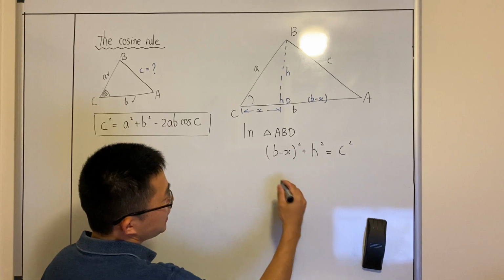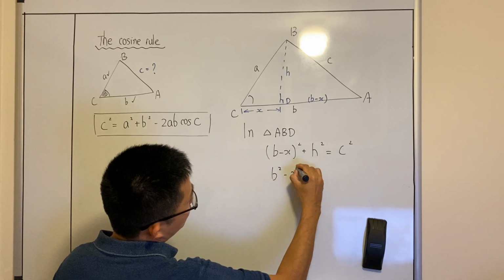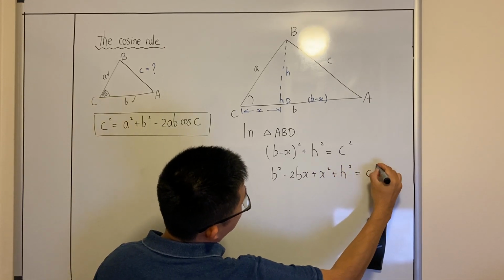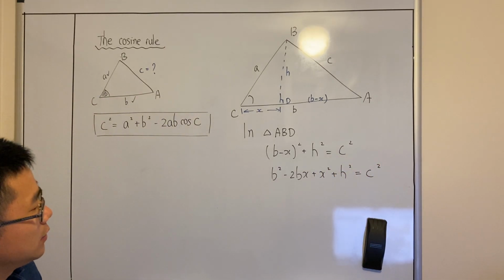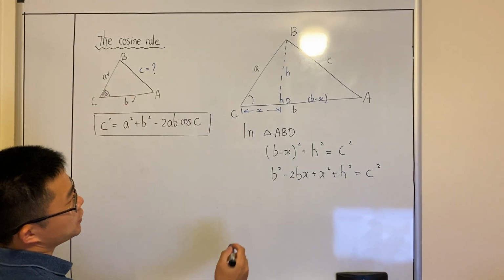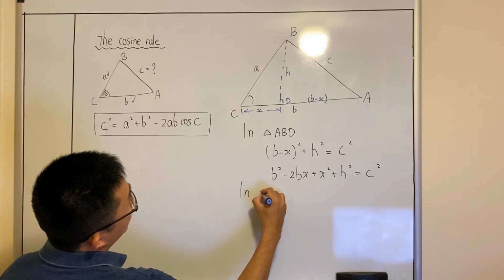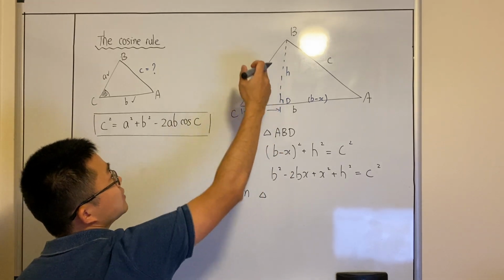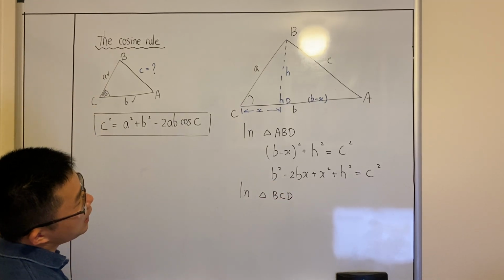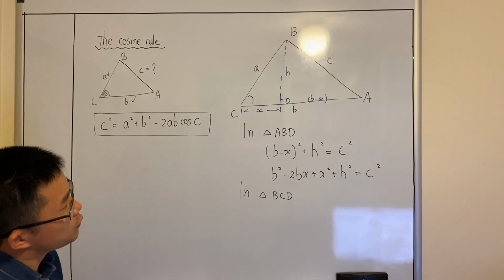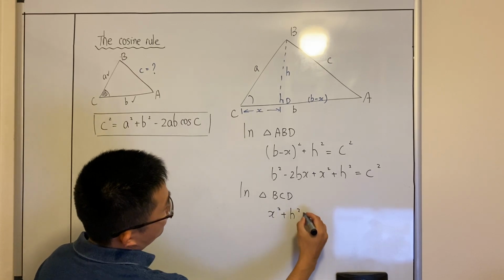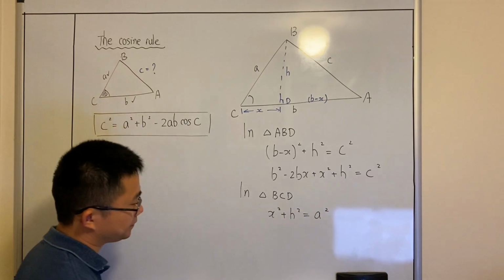Now, try to expand. You get B squared minus 2BX plus X squared plus H squared is equal to C squared. All right, so you stop at this point. I can't really do anything further than this. All right, what I'm going to do is I'm going to start with another triangle. So in the triangle on the left-hand side, we've got triangle BCD. All right, and I would like you to use Pythagoras one more time. So you've got X squared plus H squared is equal to A squared.